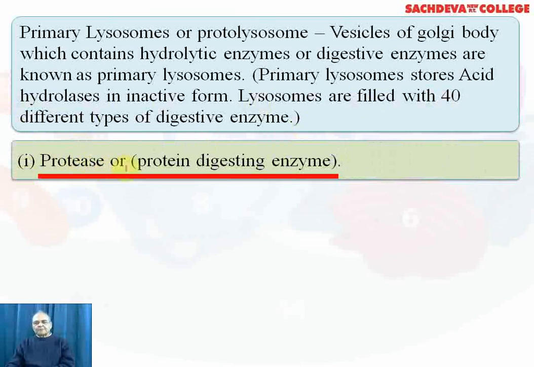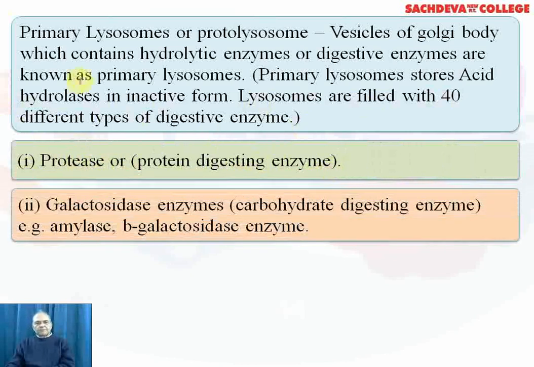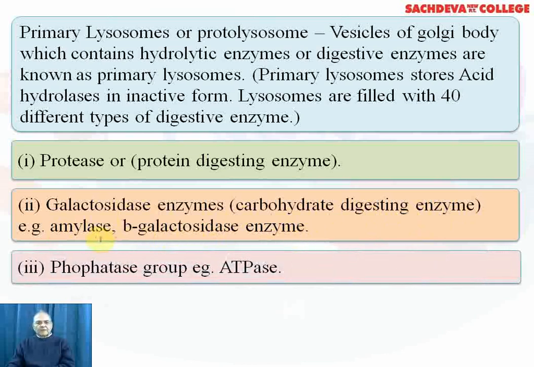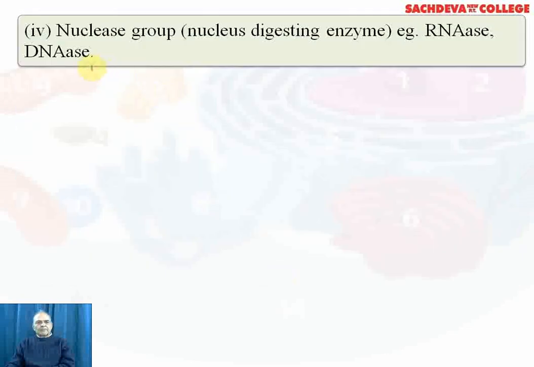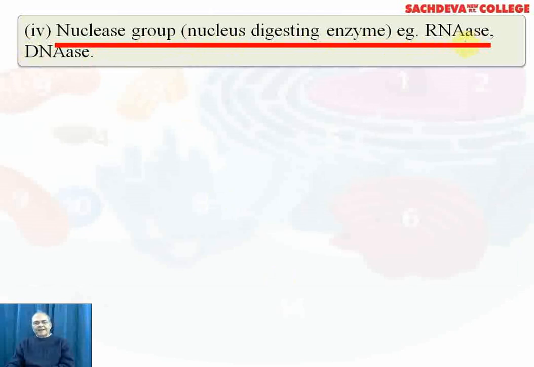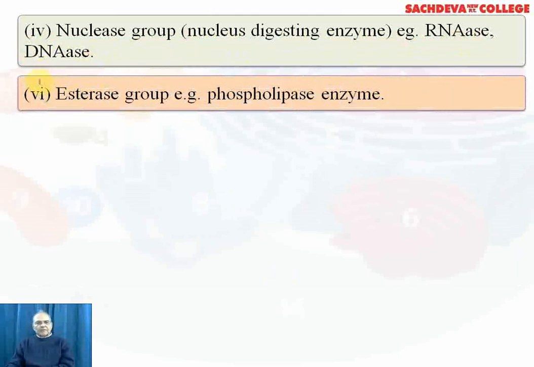Proteases, that is protein digesting enzymes, galactosidase enzymes connected with carbohydrate digesting metabolism, amylase, beta galactosidase enzyme, etc. Phosphatase group, say for example ATPase, nuclease group, nucleic acid digesting enzymes, that is RNAase and DNAase, esterases group, for example phospholipase enzyme.